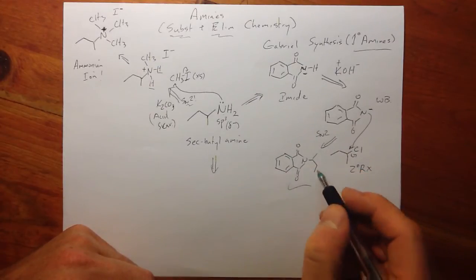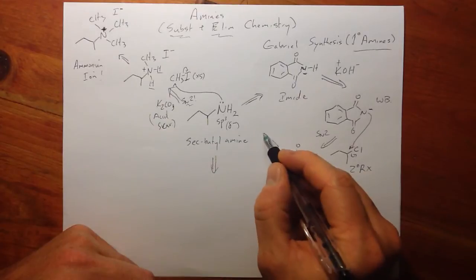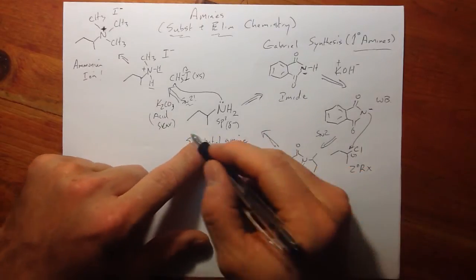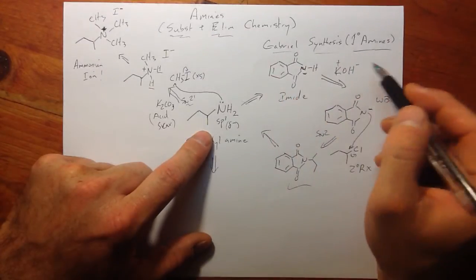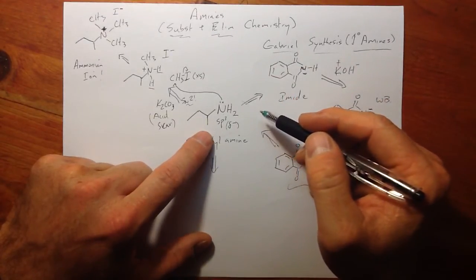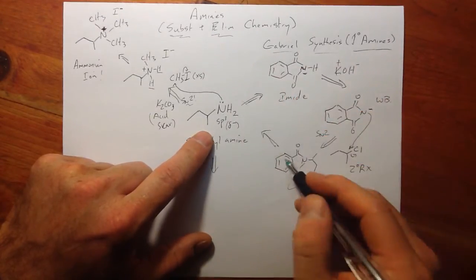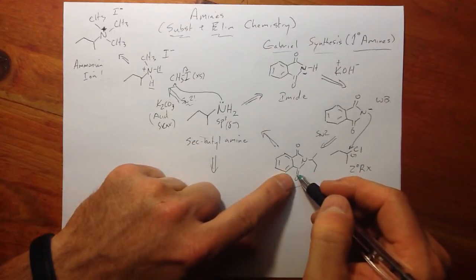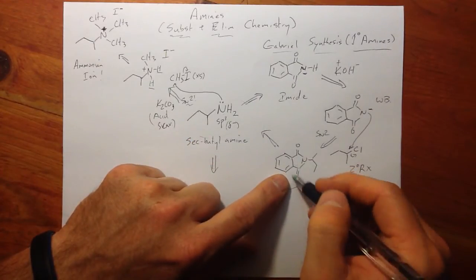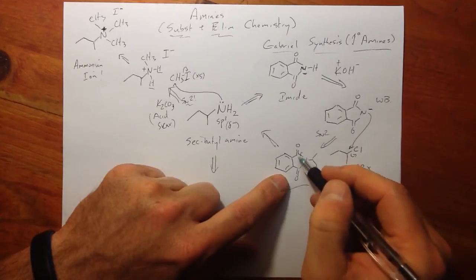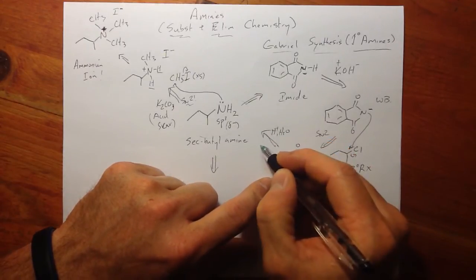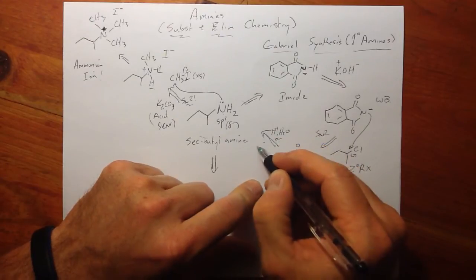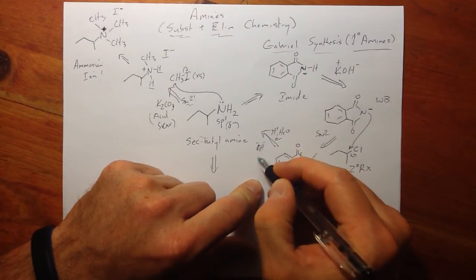Once we're at this point, we can make this primary amine. Again, Gabriel synthesis is used often to make the primary amine. We can finish the reaction by just removing this part of the structure, cutting these carbon and nitrogen bonds by an acid with water workup or a base with water workup.